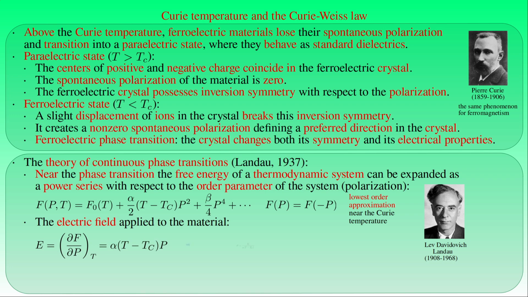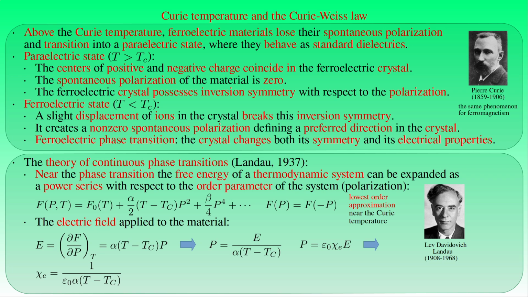Then the magnitude of the polarization P can be written as the magnitude of the field strength E over the physical constant alpha times the difference between the temperatures T and Tc. However, the magnitude of the polarization P is also given by the vacuum permittivity epsilon naught times the electric susceptibility chi-E of the ferroelectric matter, times the magnitude of the field strength E. By comparing the two equations with each other, we can see that chi-E is equal to 1 over epsilon naught times alpha times the difference between the temperatures T and Tc.